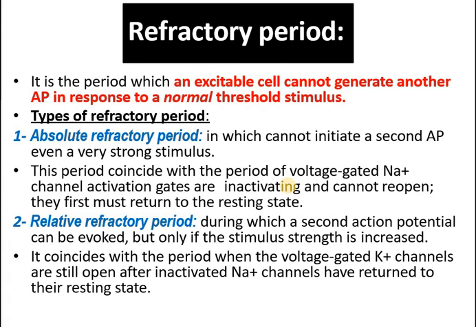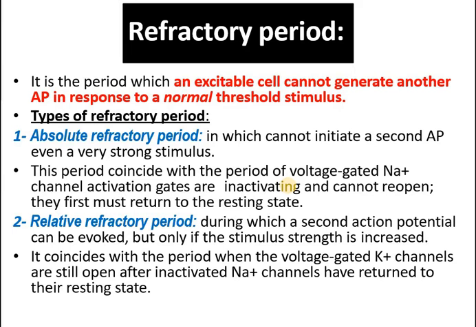Coming to the next property, refractory period. It is a period in which an excitable cell cannot generate another action potential in response to a normal threshold stimulus. Let's understand with an example. You have stimulated a nerve, which is an excitable nerve, and an action potential is generated. Again you stimulate with the same intensity, the same value, but this time your nerve is not responding. This is known as refractory period.